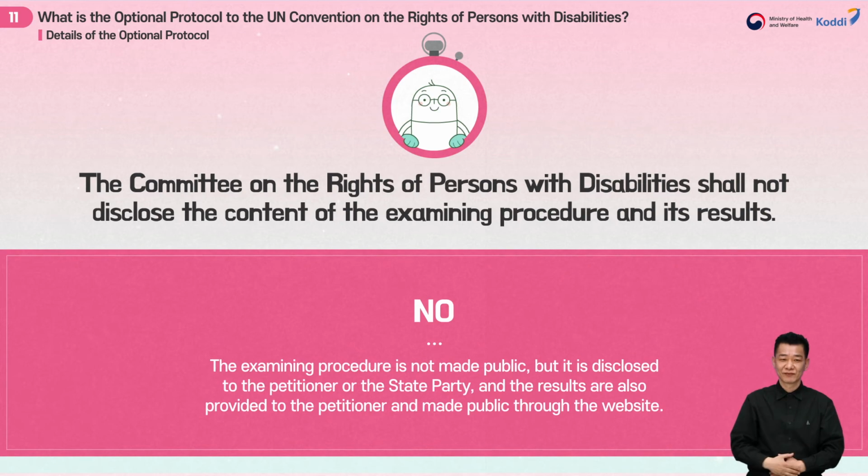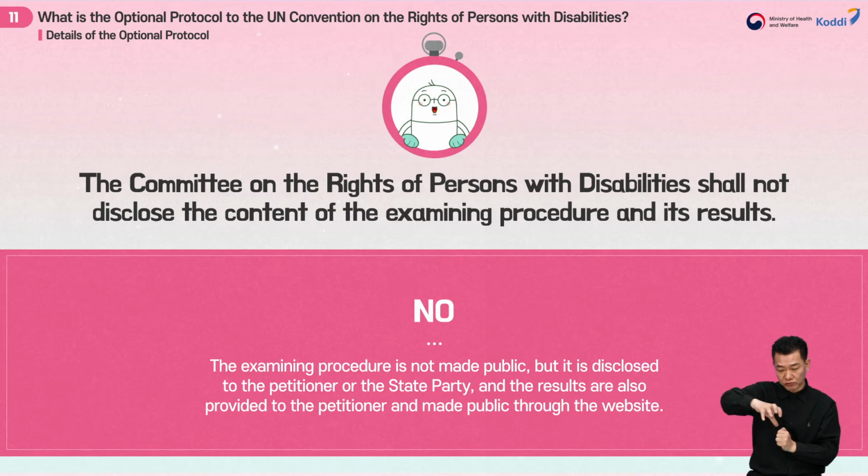The answer is no. Although the examining procedure is not made public, it is disclosed to the petitioner and to the state party concerned, and its results are also made public through the website and sent to the petitioner and to the state party concerned as well.